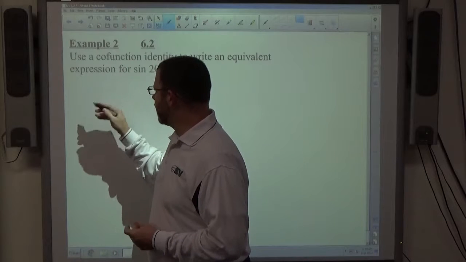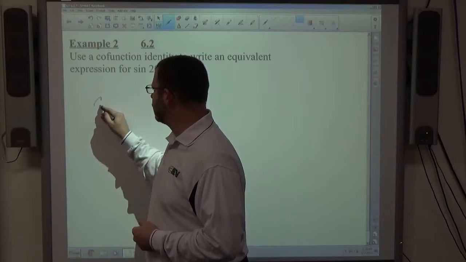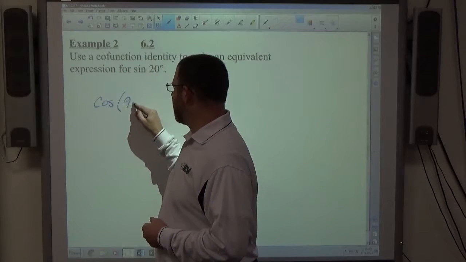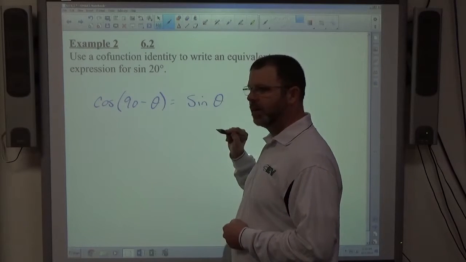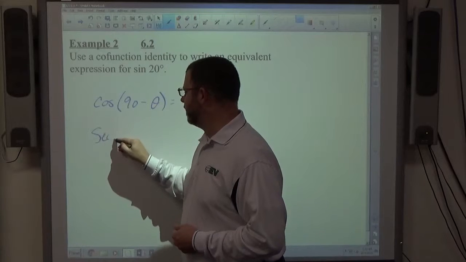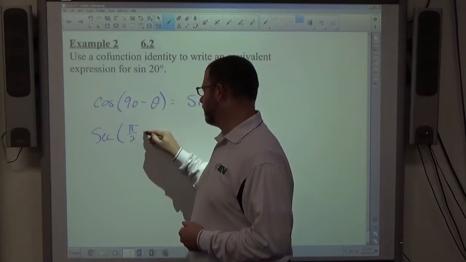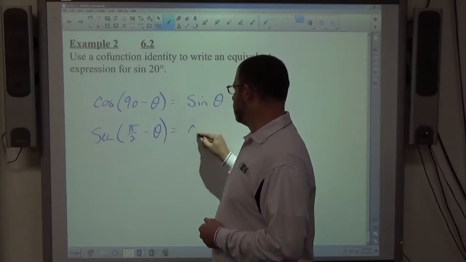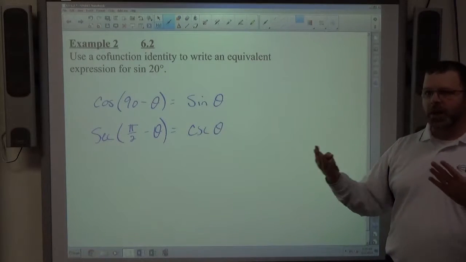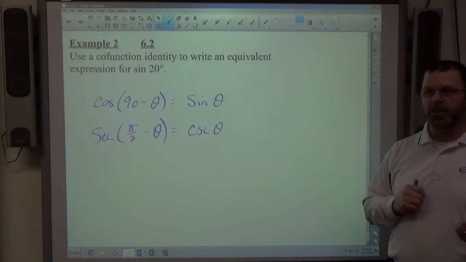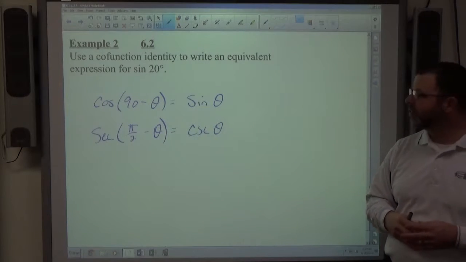In general, let's just take a look at any one of them. Let's say cosine of 90 minus theta. That equals sine of theta. If it's secant of pi over 2 minus theta, that's the same as cosecant of theta. Just in general, sine and cosine are cofunctions, secant and cosecant are cofunctions, tangent and cotangent are cofunctions.